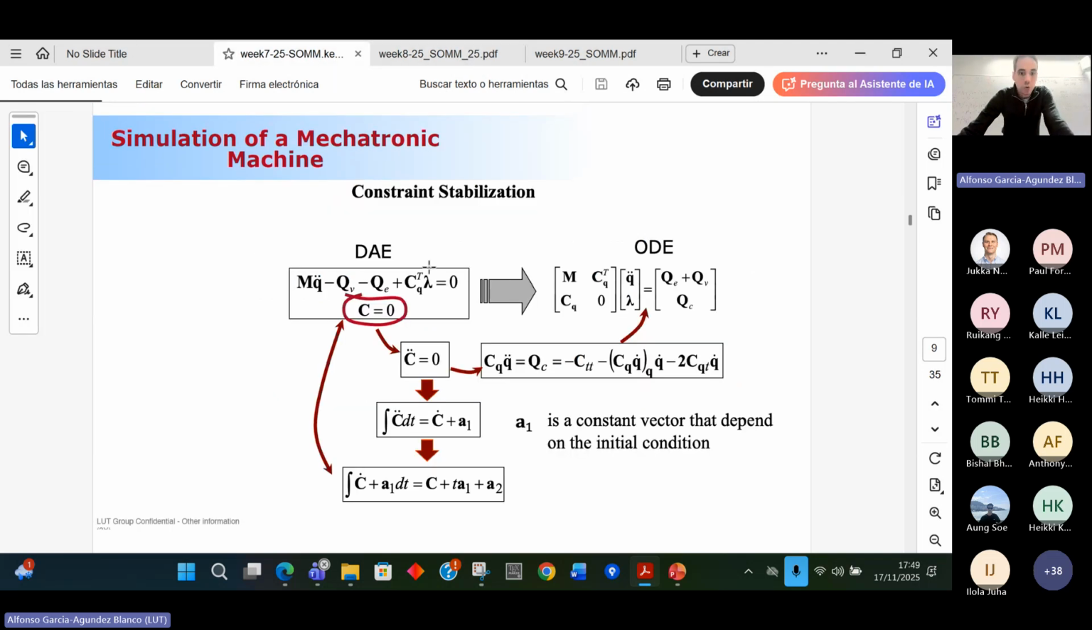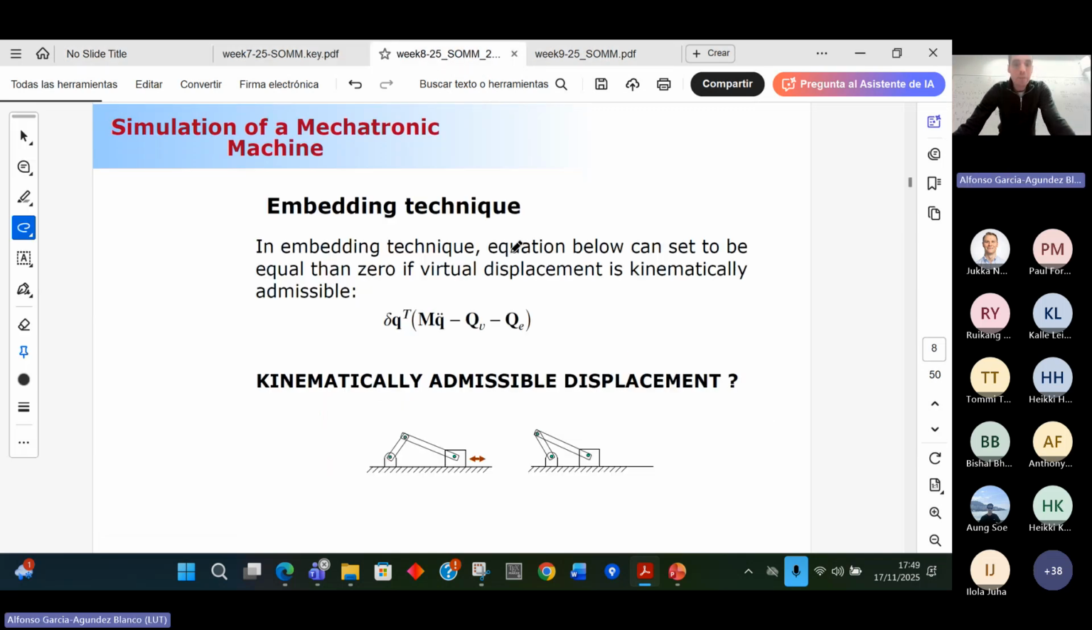I can show it here. This term is not appearing. So in the embedding technique, I'm going to try to obtain a system of differential equations so that the number is lower than in the previous case and equal to the number of degrees of freedom, and the reaction forces do not appear, okay? So I will show you now how. What happens? To obtain that, I'm going to write this equation equal to 0.